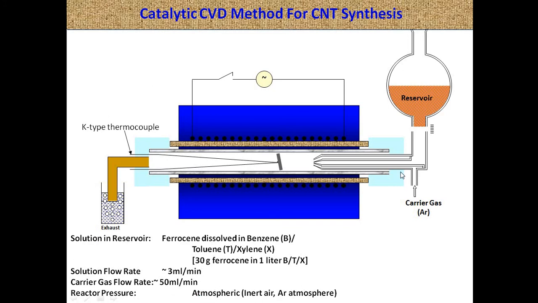Inert gas argon can be used for the flow of this source. So this is the liquid, simple. When this liquid falls on this substrate, there is a growth of carbon nanotube on the substrate. This is the simple method.